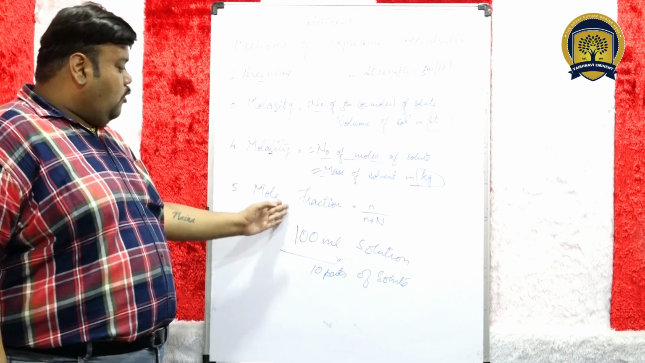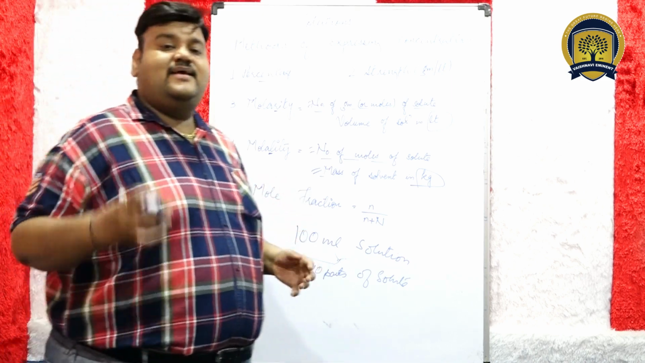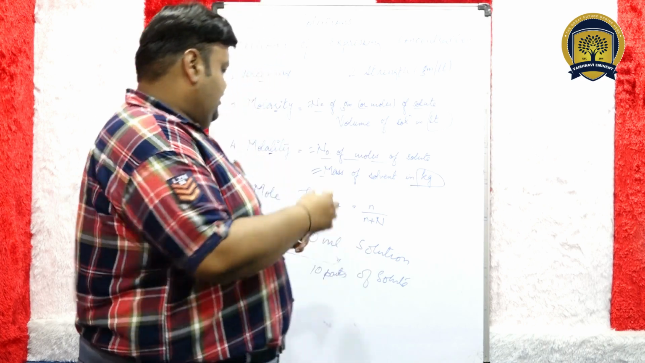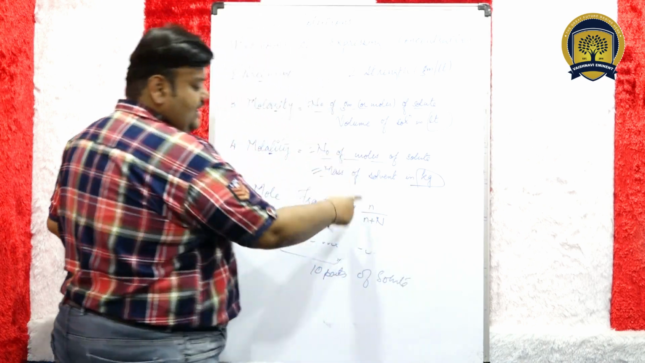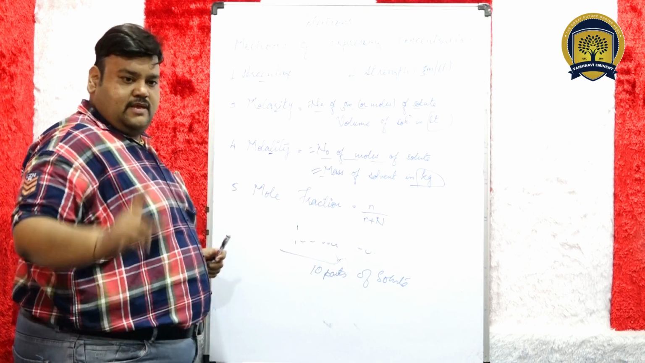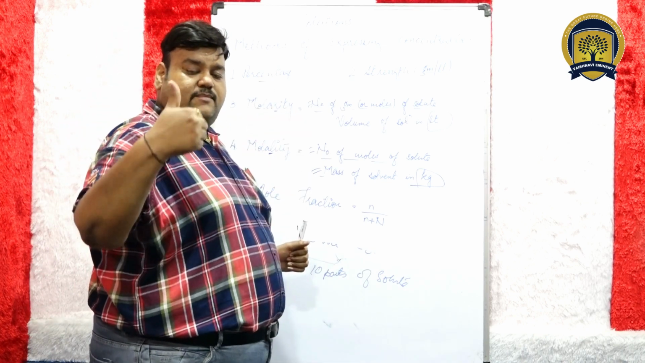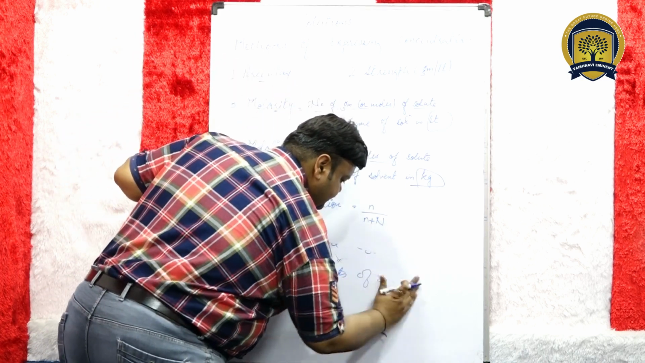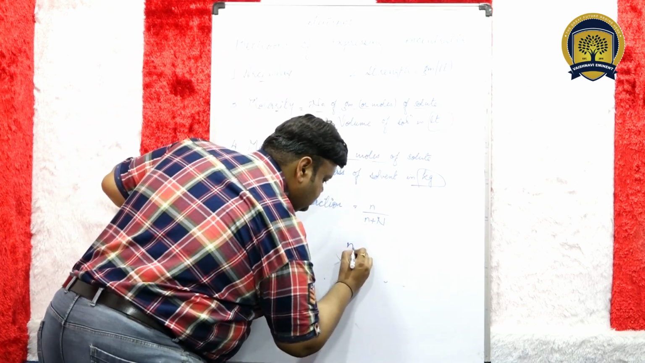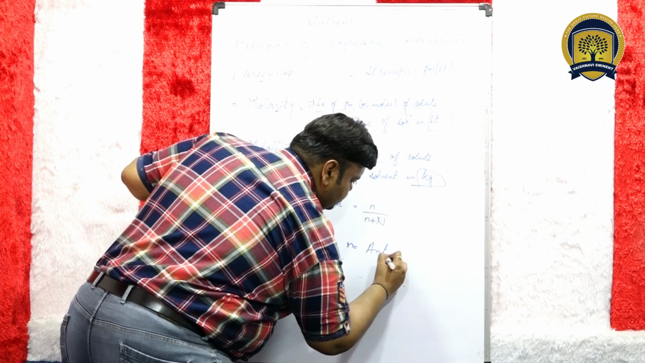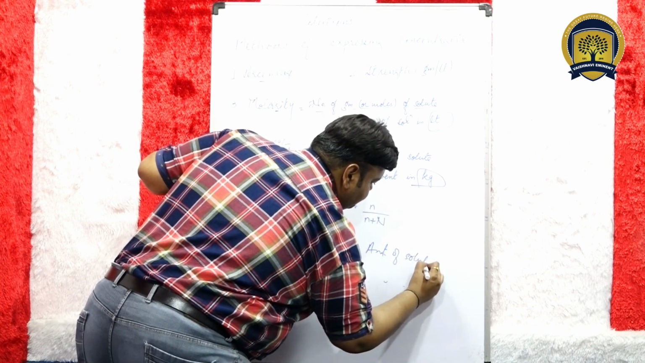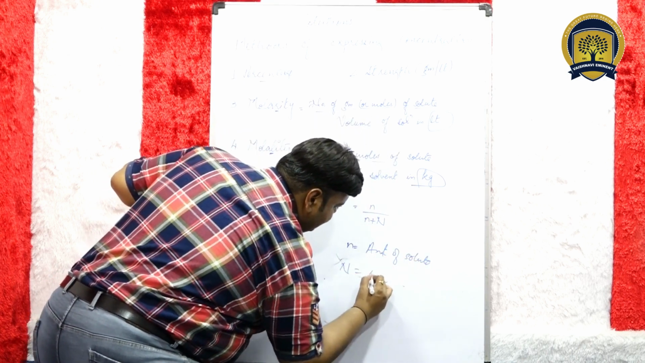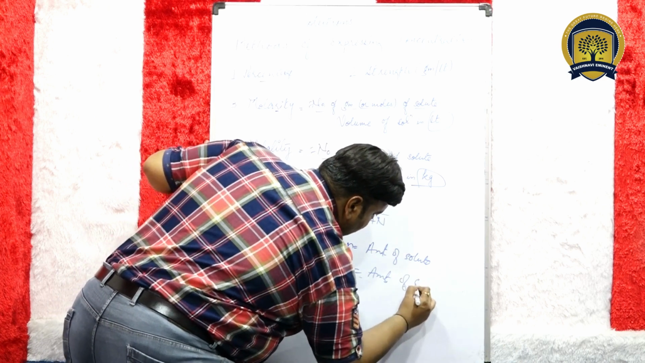Have a look at these two formulas once again. Next comes mole fraction. Now what exactly is meant by mole fraction? If you see, I have written the formula as n upon n plus N. A mole fraction can be calculated for both solute and solvent separately. Let's say small n is the amount of solute and capital N is the amount of solvent.